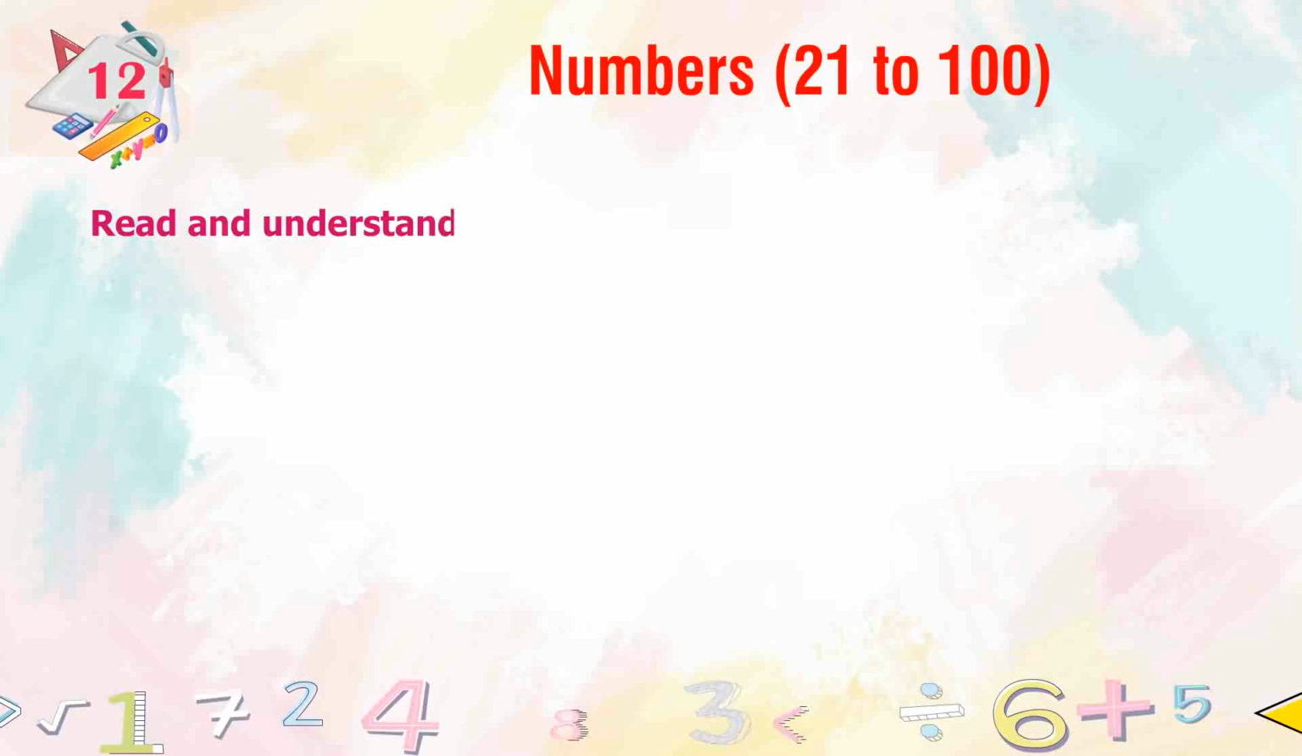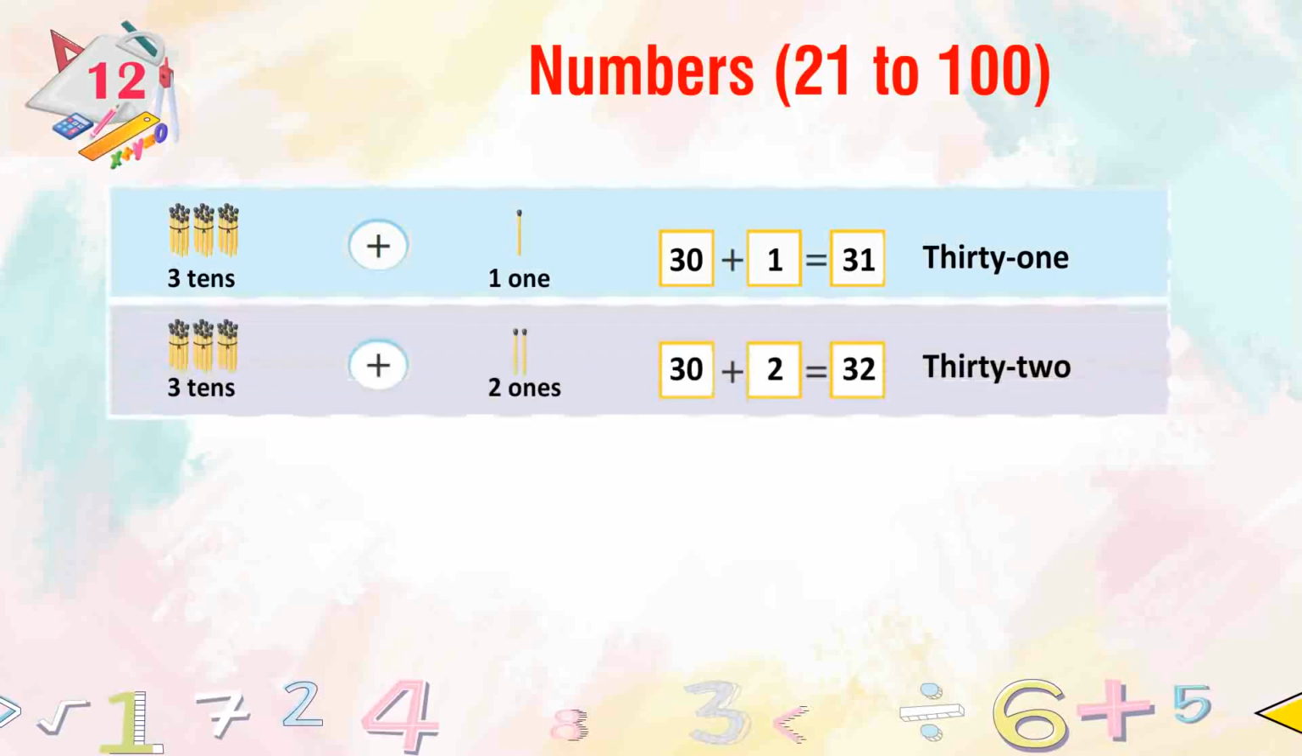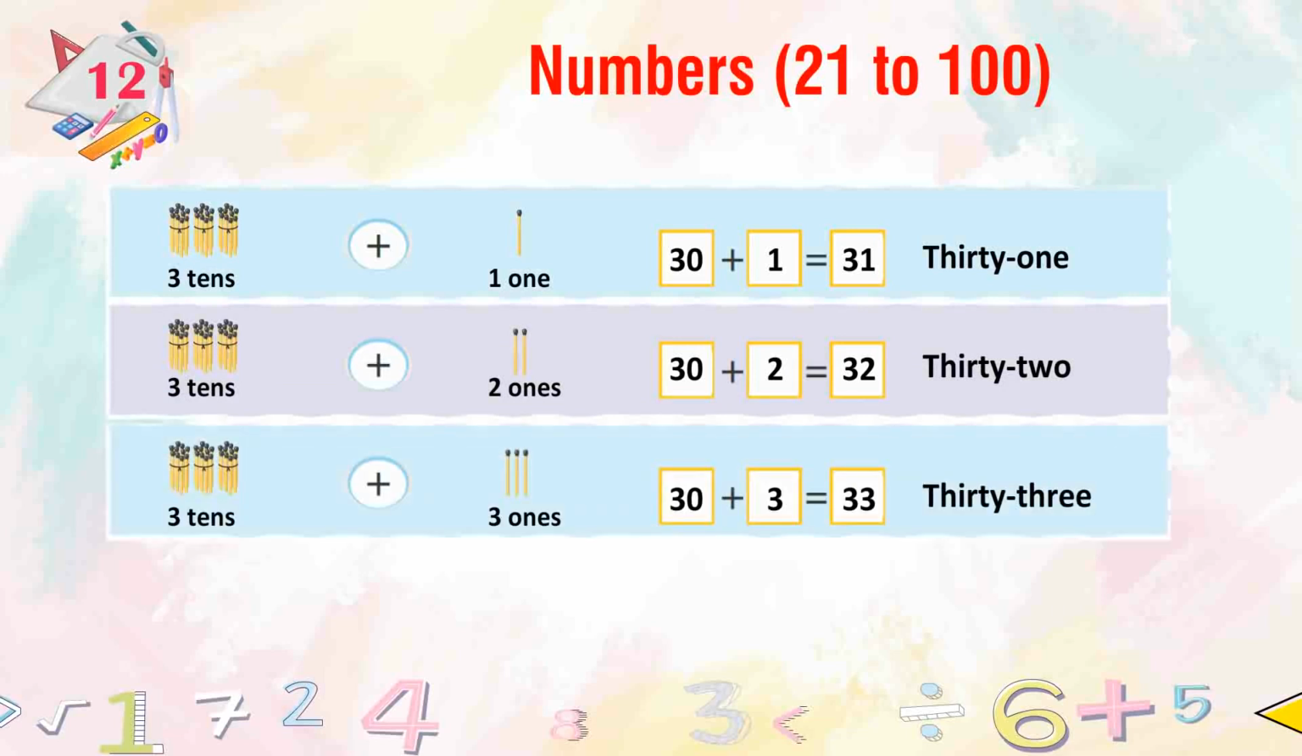Read and understand the numbers from 31 to 40. Three tens plus 1 one, 30 plus 1 is equal to 31. Three tens plus 2 ones, 30 plus 2 is equal to 32. Three tens plus 3 ones, 30 plus 3 is equal to 33.